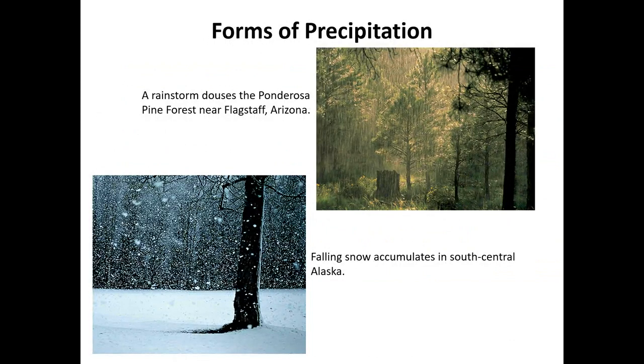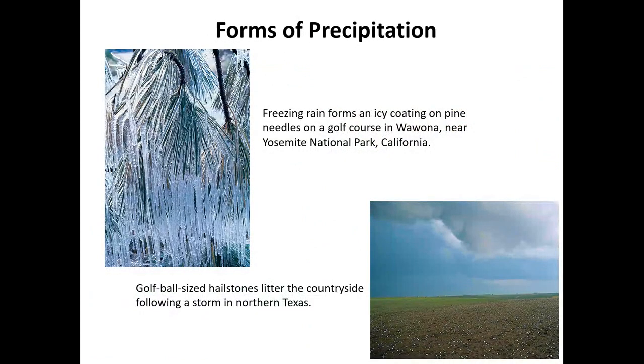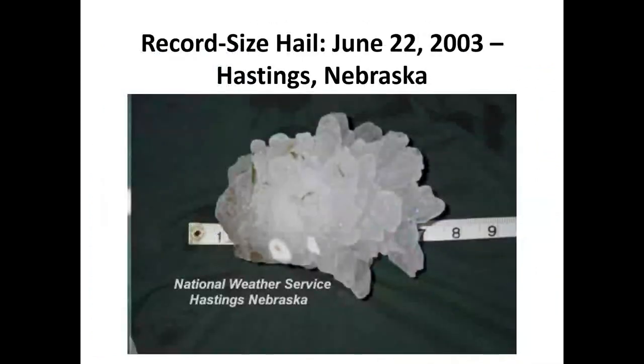And here's some more forms of precipitation. Rainstorm coming down to the Ponderosa Pine Forest in Flagstaff, Arizona. A falling snow accumulating in south central parts of Alaska. A freezing rain in north Yosemite National Park in California. And on the bottom right, balls of hail coming down in northern Texas. You'll often see hail during tornadoes and heavy rainstorms.